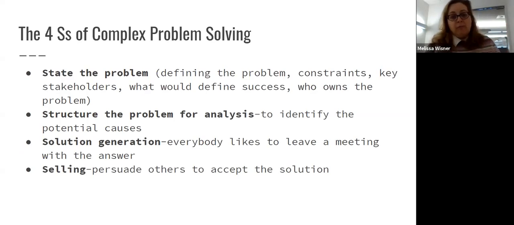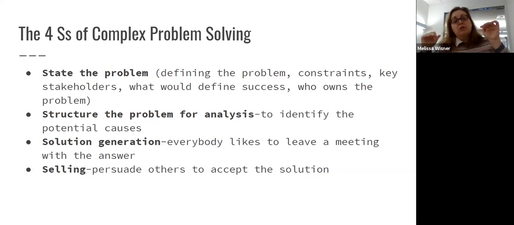To structure the problem for analysis. What do we think some of the potential causes might be? And that could come out through some of the questions you ask in a before action review. It could come out if you cherry pick from the idea of the culture of the 5 whys, so that you're making an investment here.